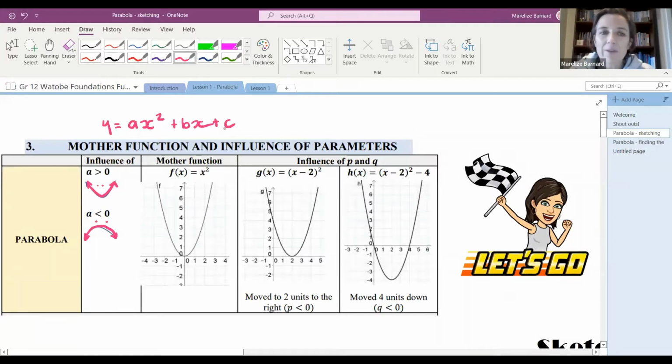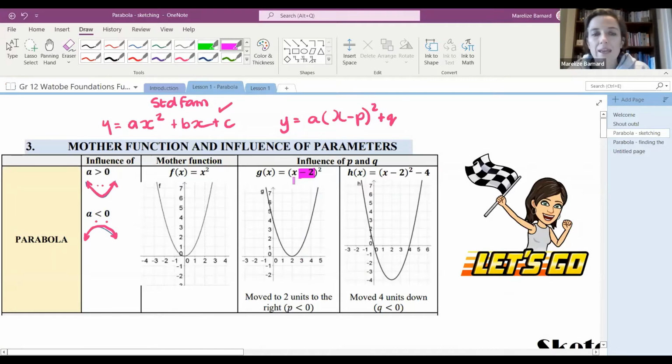Now, I can have my parabola equation in what we call standard form, or we can have the parabola in turning point form. So that's the P and Q I'm talking about. So if we shift the parabola to the left and to the right, then we look at P. So this value right here. So in this instance, we have taken the mother function, x squared, and we subtracted 2, and that resulted in a 2-unit move to the right.